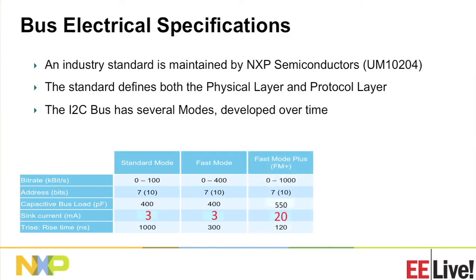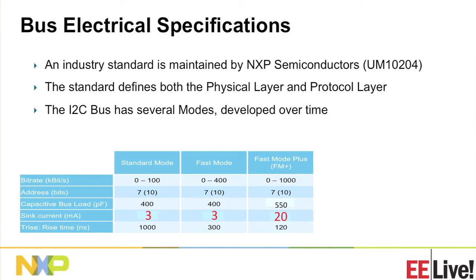The next one, which we talked about today, is called Fast Mode Plus. And we have 1,000 kilohertz or 1 megahertz for the clock. You'll also notice that the 3 milliamp drivers have been boosted. We now have a 20 milliamp driver. Many manufacturers, including NXP, have stronger drivers than 20 milliamps. All we're saying is you need 20 milliamps to meet the spec and be interchangeable and compatible with other brands.